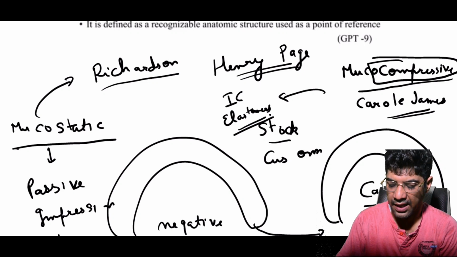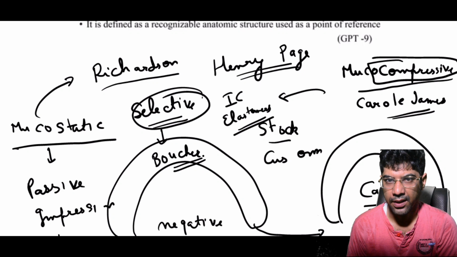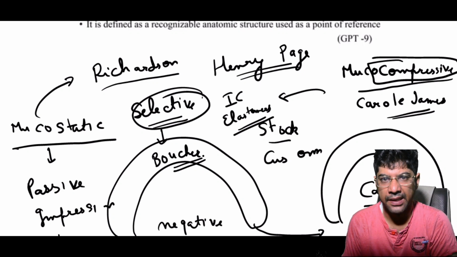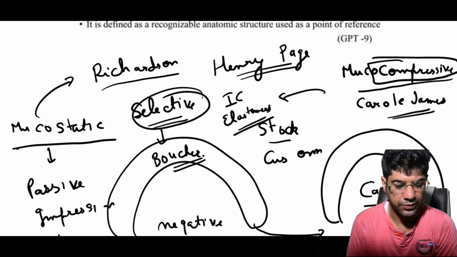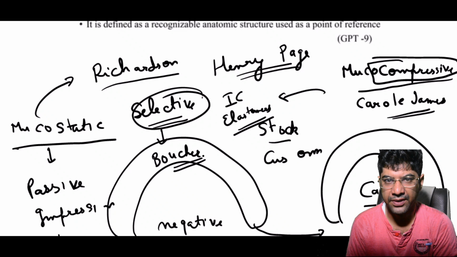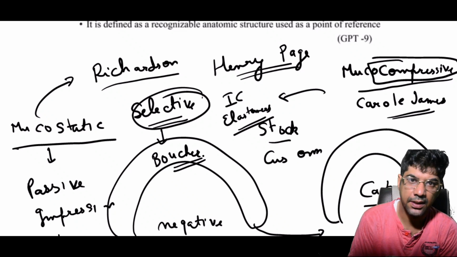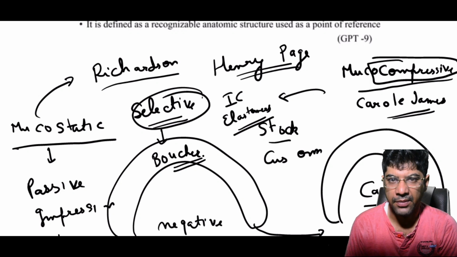The next is the selective pressure theory. So who gave the selective pressure theory? It was given by Boucher. So here mucostatic and mucocompressive techniques get combined. So it utilizes custom tray with relief areas for specific tissues. The advantages are it has better support and stability due to the controlled pressure, and the disadvantages are it requires careful customization and technique.